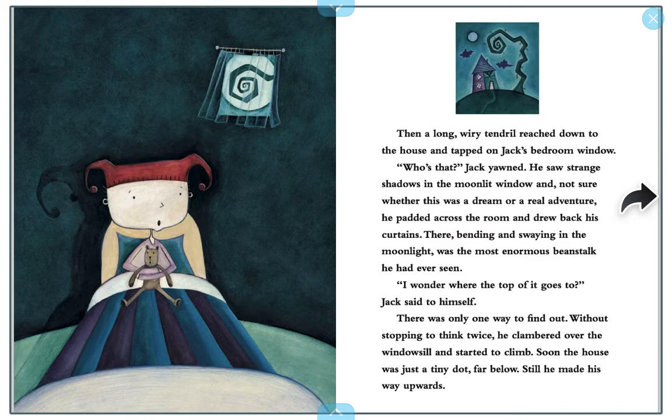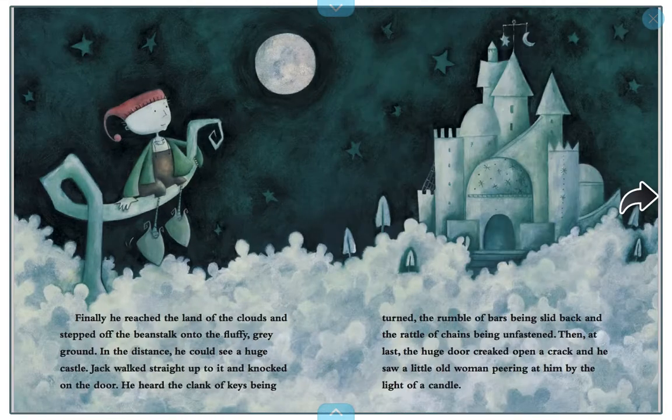"I wonder where the top of it goes to," Jack said to himself. There was only one way to find out. Without stopping to think twice, he clambered over the windowsill and started to climb. Soon, the house was just a tiny dot, far below. Still, he made his way upwards. Finally, he reached the land of the clouds and stepped off the beanstalk onto the fluffy gray ground. In the distance, he could see a huge castle.